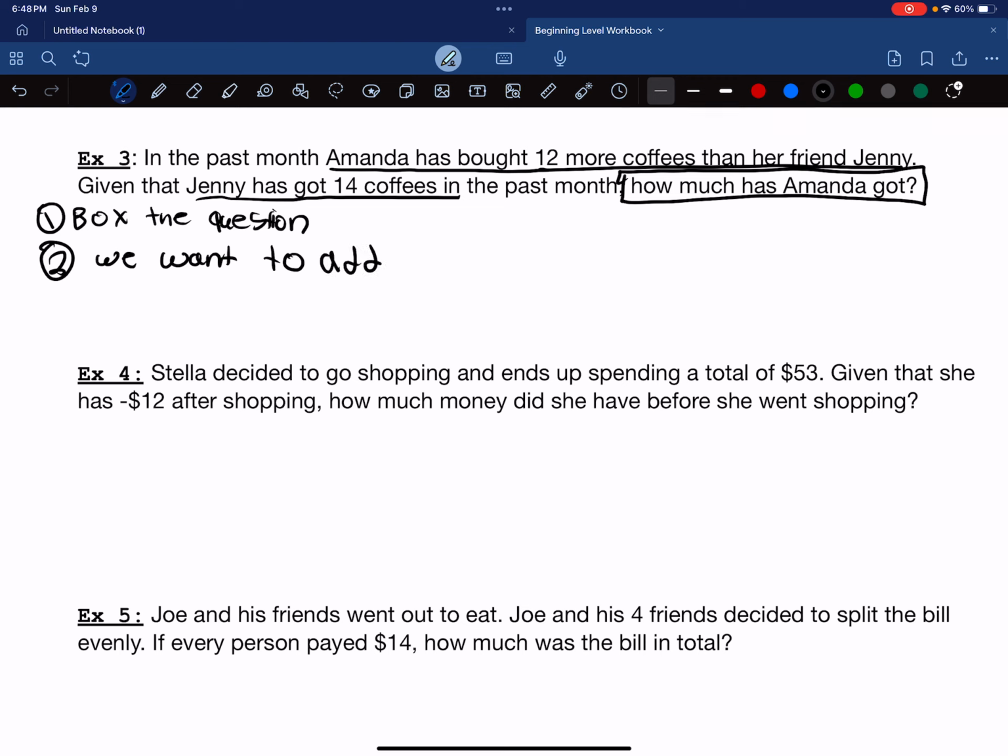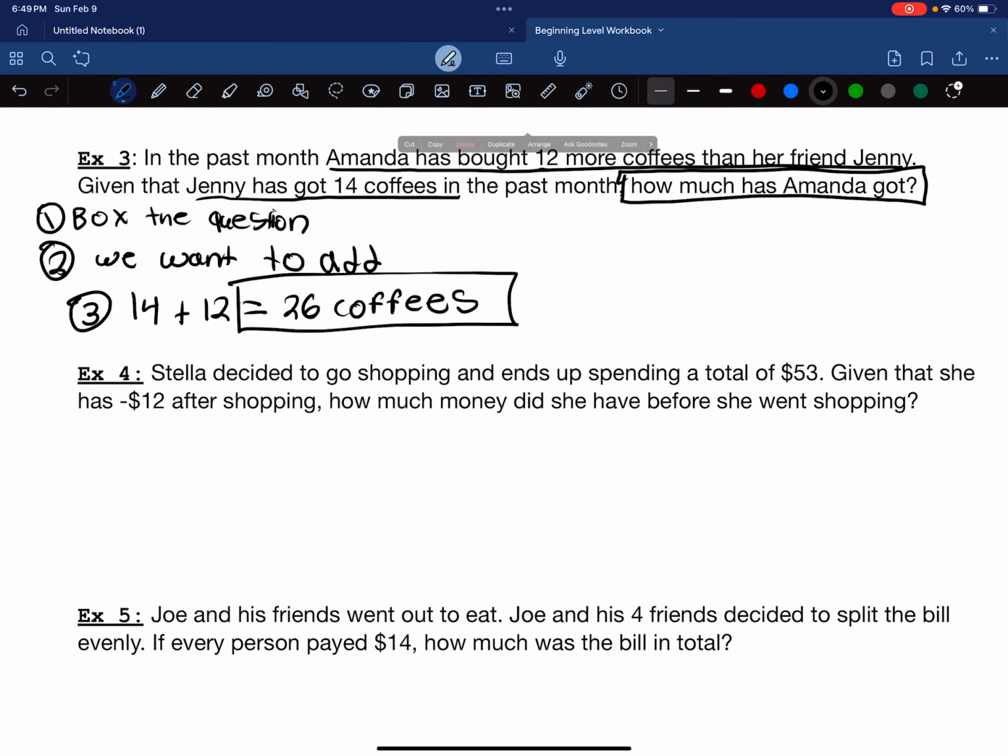Now, specifically, what it's going to look like is, well, we know that Jenny for sure has got 14 coffees. So we're going to start with what we know. We know that Jenny's got 14 coffees. And we know it says here Amanda has got 12 more coffees than her friend. So we're going to add 12 to that 14. And 14 plus 12 equals 26. So Amanda has bought in total 26 coffees in the past month.